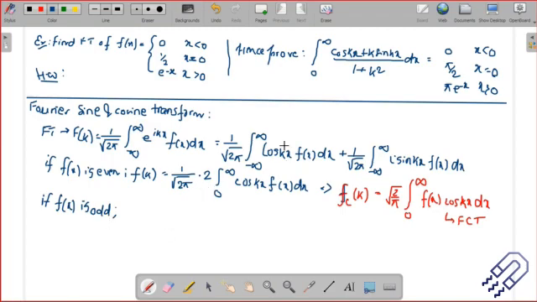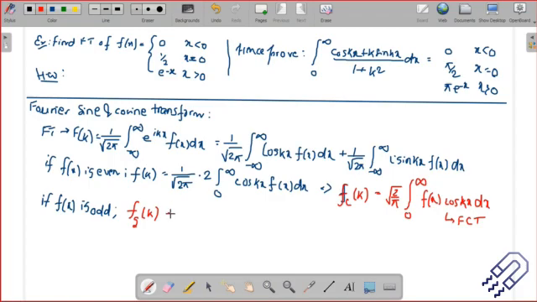So if f(x) is odd, this term will vanish because one is odd, one is even, and this is odd. That means this is odd, this is odd. This term will actually survive, right? So in that way, you can actually get a cosine term. So let me just write it down directly. So it will be, let's say, sine term, not cosine term, sine term.